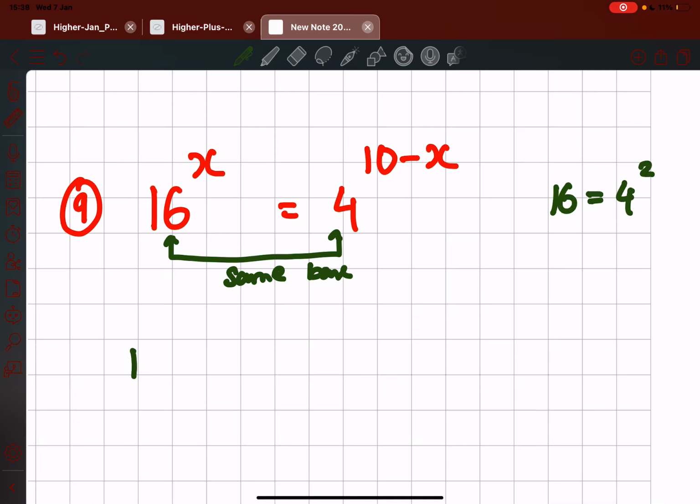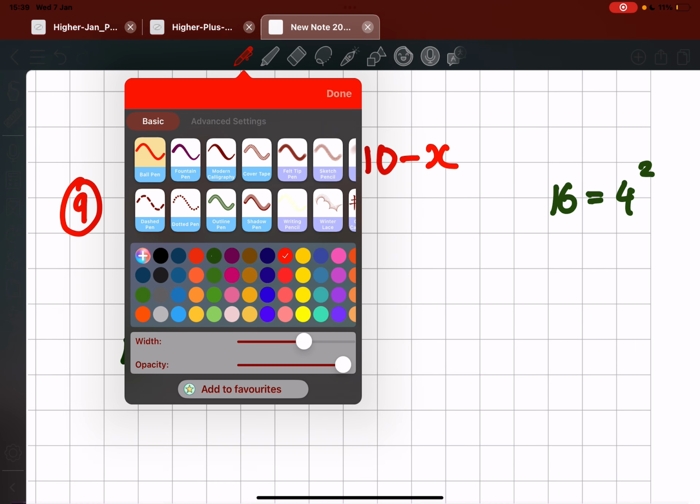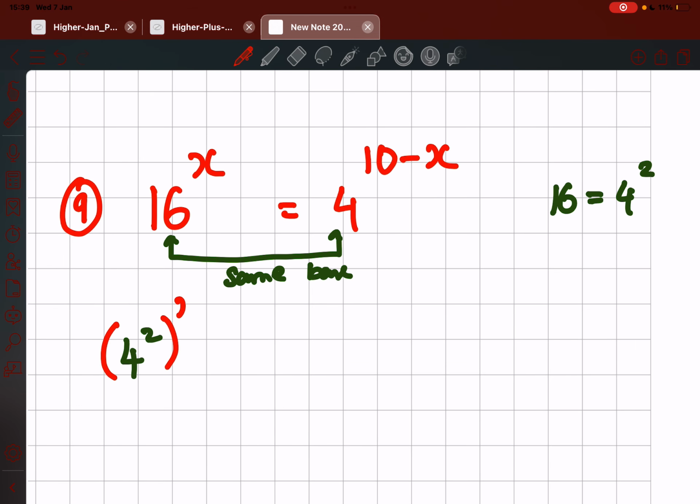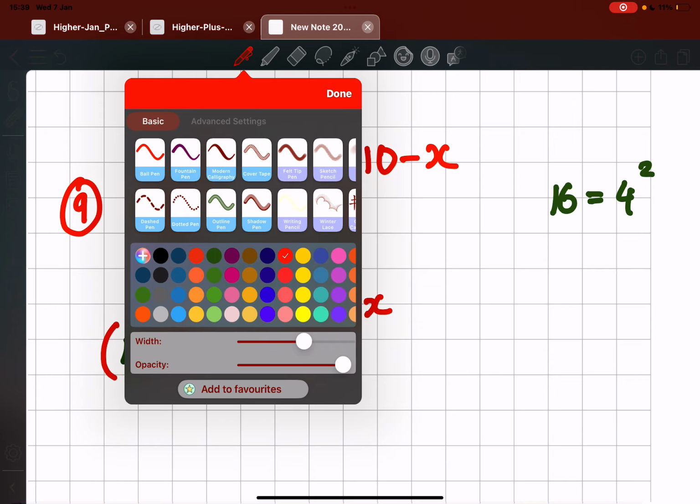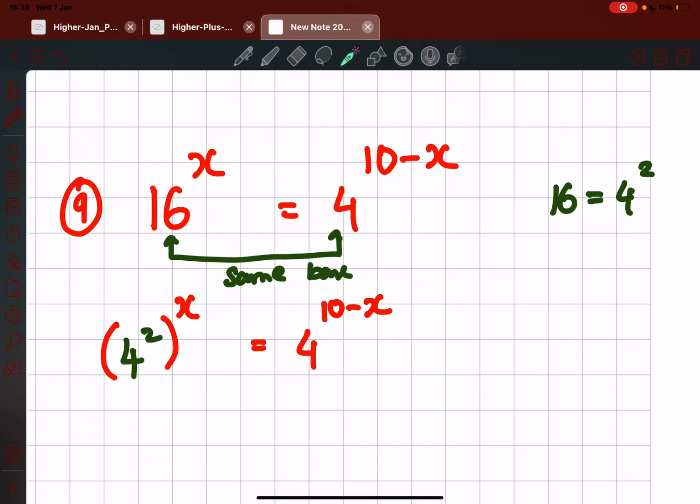So 16 can be replaced with 4 squared, and 4 squared now gets to the power of x, which is equal to 4 to the power of 10 minus x. Now you remember laws of indices. Power of a power, you multiply them together. So now you have 4 to the power of 2x is equal to 4 to the power of 10 minus x.